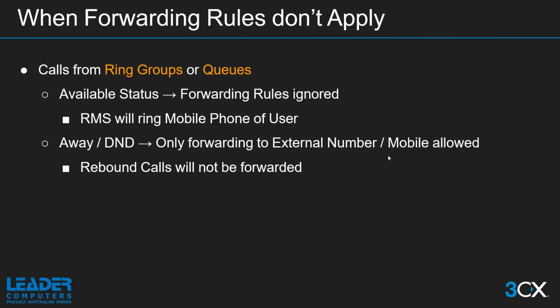There are certain criteria when the forwarding rules don't apply. That's calls from ring groups or call queues. When there are calls from ring groups or call queues and you're on available status, forwarding rules are ignored, so the RMS will ring the mobile phone of the user directly. But when you set to Away or DND, only forwarding to an external number or mobile is allowed, so rebound calls will not be forwarded.